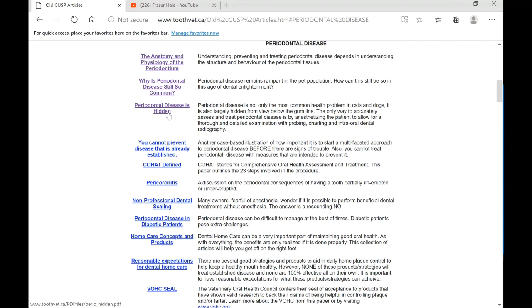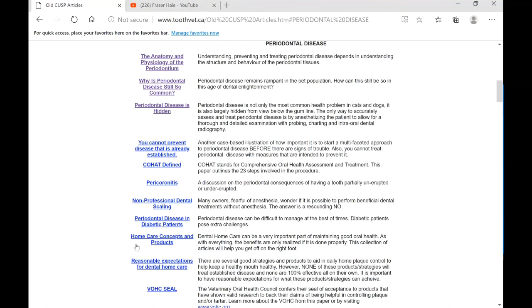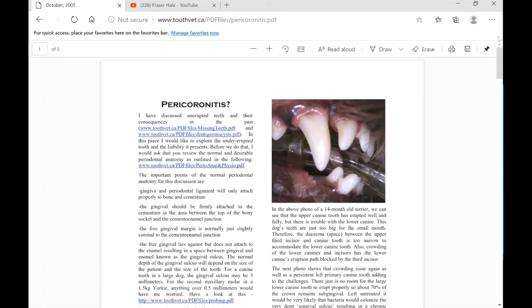We really need to have them under general anesthetic to radiograph and examine below the gum line to get a fuller picture of the true extent of disease. And there are some other videos on my YouTube channel that relate to that. For instance, this one on intraoral dental radiography, why is it essential? Now that's a 42-minute lecture aimed particularly at veterinarians, but certainly pet owners are welcome to view it as well if they're interested. These resources on the Old Cusp Articles page, these papers, they're PDFs, and you're certainly welcome to share them with your clients and colleagues and friends and family and whatever.